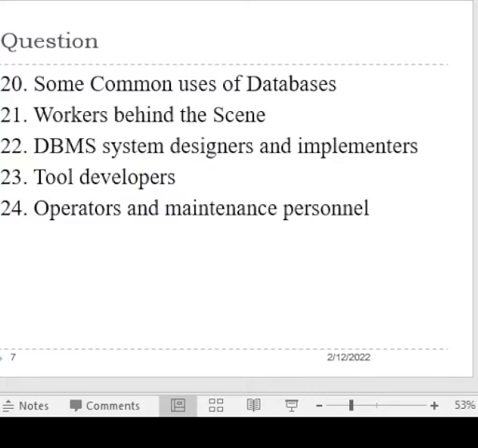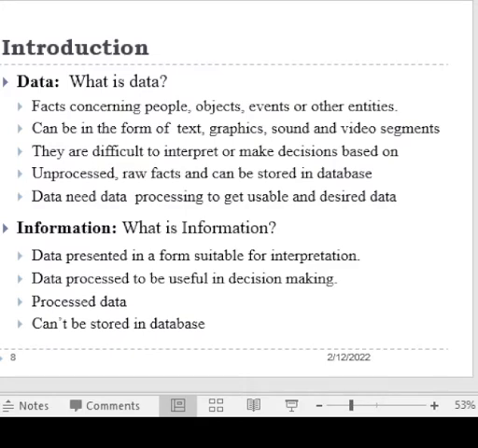Let me start. As you know, the first concept is about data. When we say data, it is a raw fact or real concern about any people or object. It can be in the form of text, graphs, sound, or video segments.